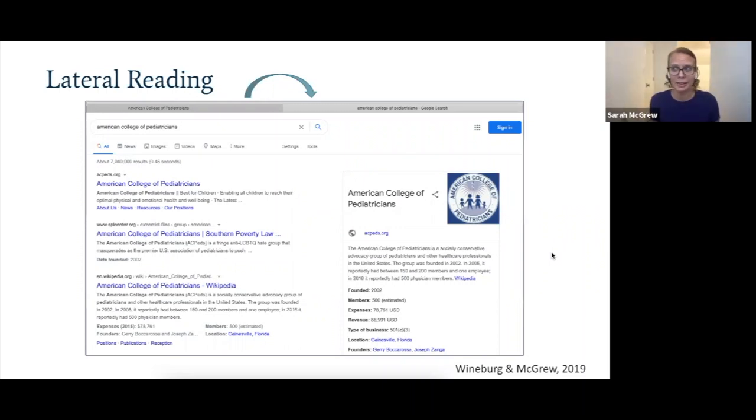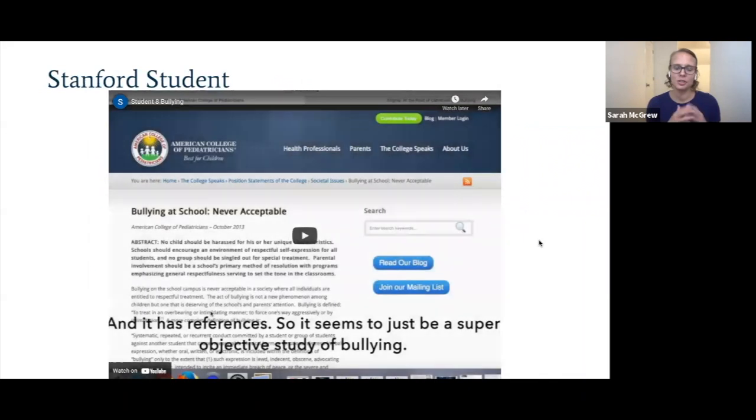So the fact checker learned quickly what the American College of Pediatricians was, and then returned to the original article with a new lens on who they were that allowed him to read and interpret the site differently than he might have if he had just stayed on the site. So I want you to hold what that fact checker did in your mind now, and we're going to turn to looking at a Stanford student. So this student had the exact same directions as the fact checker, and this is her first minute or so on the site.